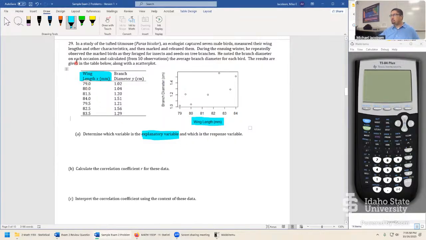Sometimes you can kind of suss out what's the explanatory, what's the response by thinking about the problem. Other times it's a little bit vague on what's supposed to predict what. But the scatter plot is a giveaway, so is the table. I'm never going to switch these columns like we mentioned before. So this is kind of usually a faster part. It's going to be wing length.